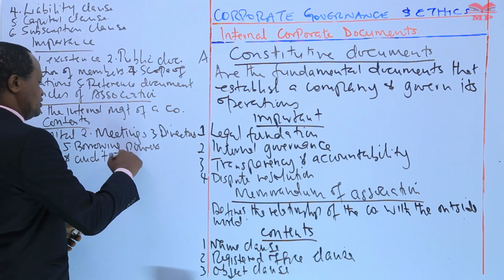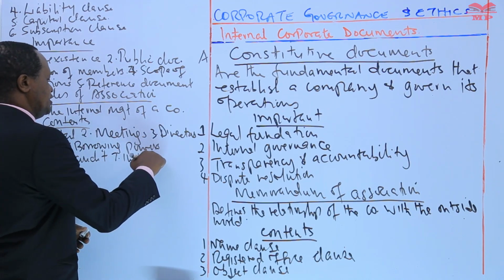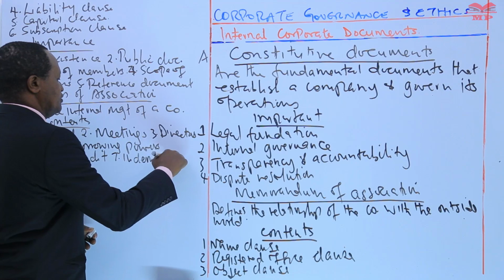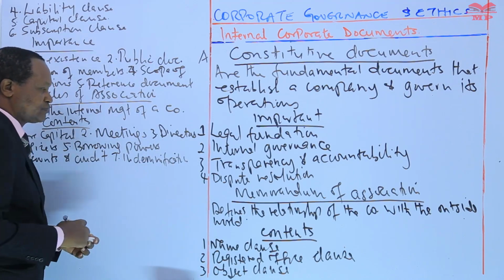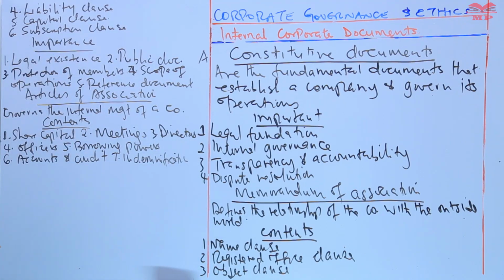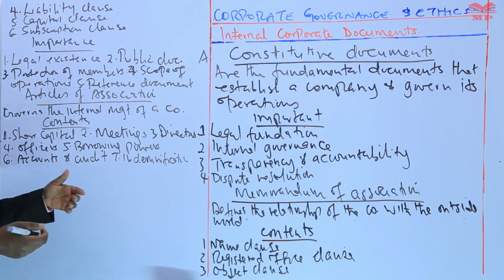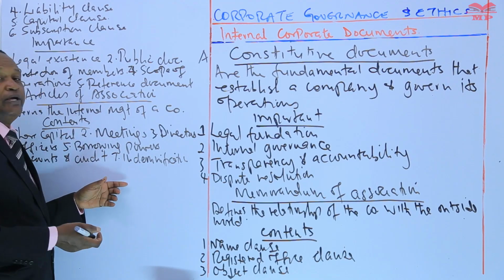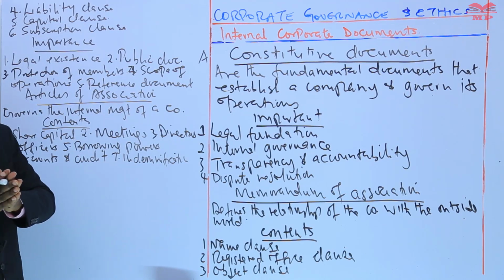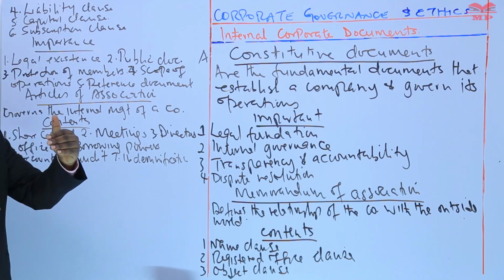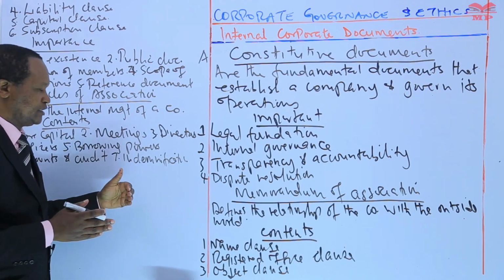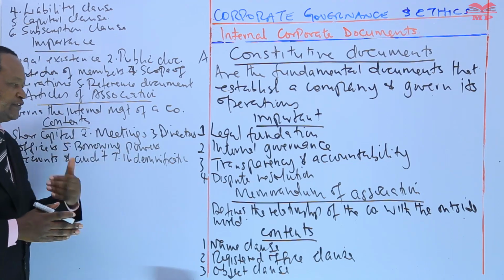Seven, indemnification. These are provisions for indemnifying the directors and officers for any liabilities that may be incurred while acting in good faith on behalf of the company. There are provisions to that effect.